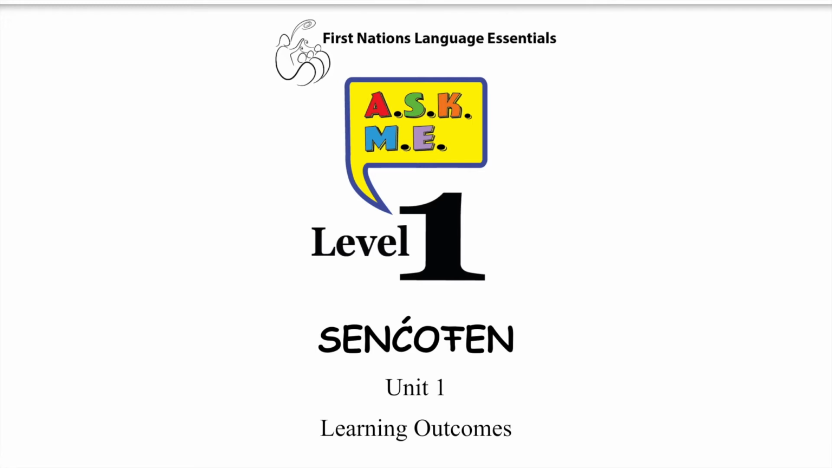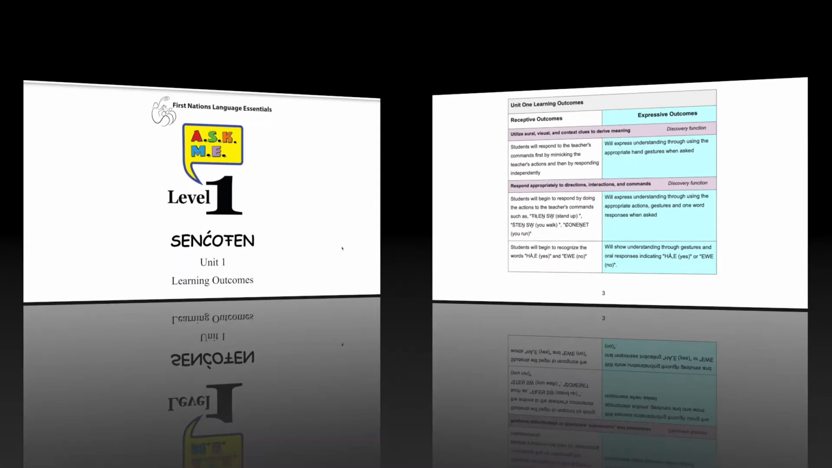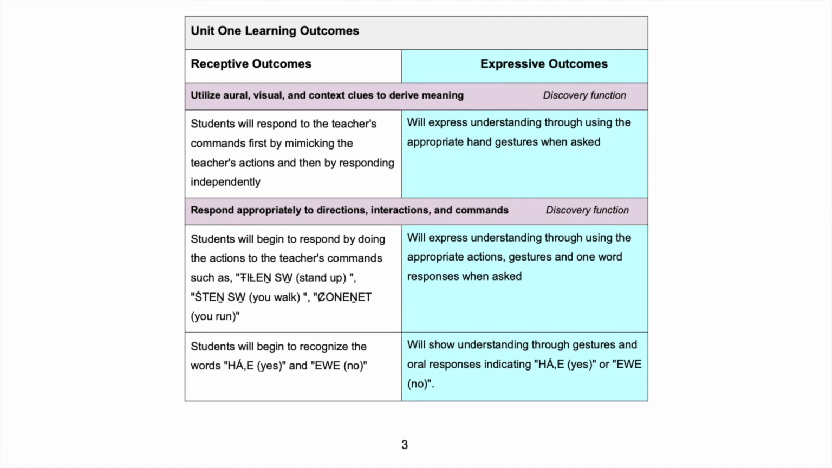So just taking a look at where your students will start and then where they're going to end up by the end of this unit. You'll be able to find your Unit 1 learning outcomes on pages 3, 4, and 5 of your Unit 1 package. And it's just taking a look at some of the receptive outcomes and some of the expressive outcomes that you'll be able to see in your students as they start to comprehend the units.